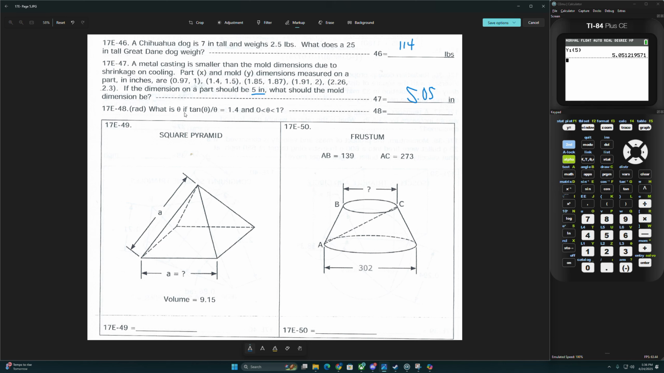Alright, what is tan of theta divided by theta? I'm just going to use x, obviously. First, I missed it. Radian. Now we're in radian, now we can go on. Alright, tan of theta, I'm just going to use x, divided by x, is equal to 1.4. These bounds are very important, right? It tells us that theta has to be between 0 and 1.